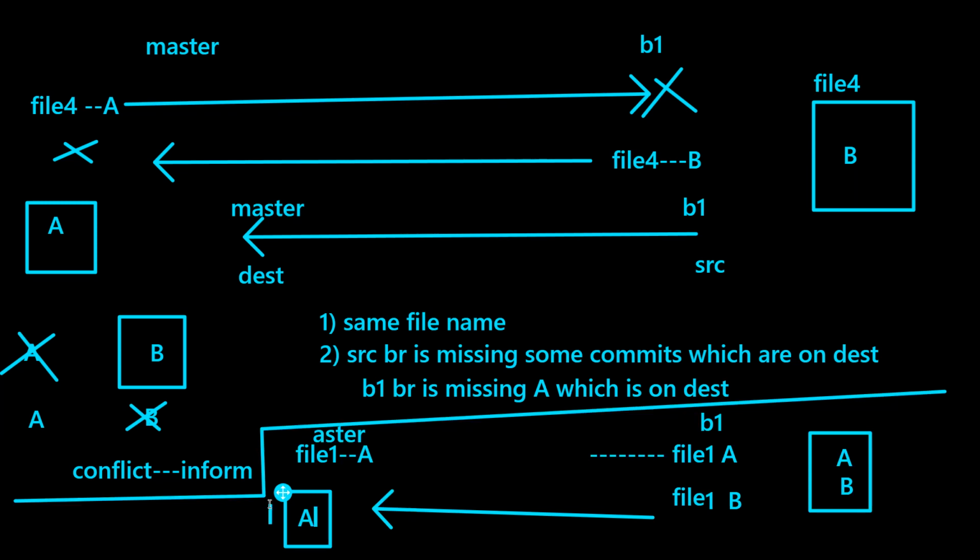No conflict, even though the file name is the same, right? So it's not just because of the same file name, all right? It is all about the commits. If the source is missing some commits which are there on the destination, this will happen.